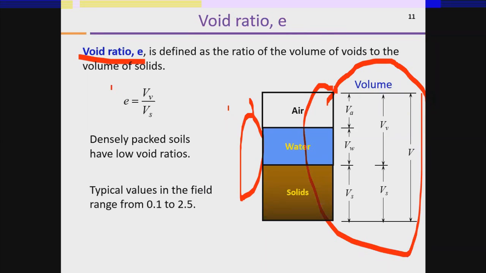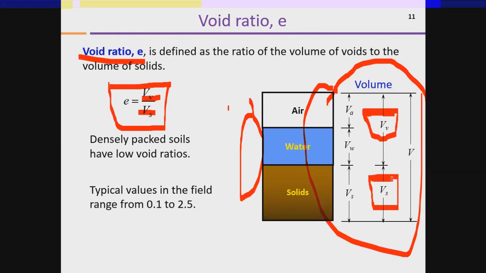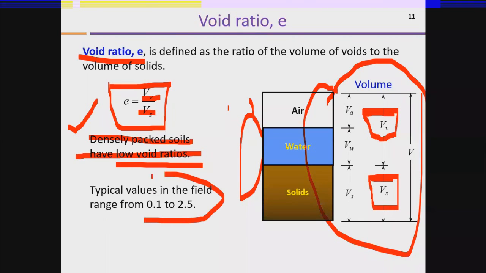Now void ratio is a very simple concept. It is the ratio of the volume of voids to the volume of soil solids. If your soil system is densely packed, meaning you have done enough compaction of your soil system, then it will have minimum void ratio values. Densely packed soil will have lower void ratio values, and the usual values in the field range from 0.1 to 2.5. 0.1 is for the densely packed soil, and 2.5 is for the loose soil.